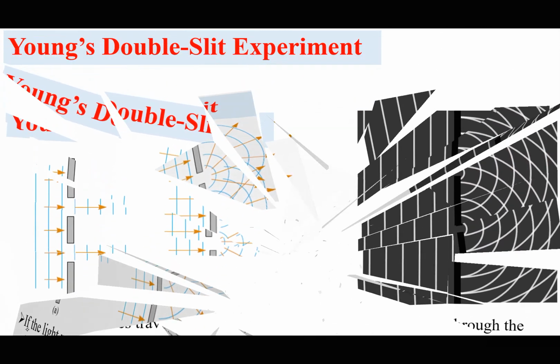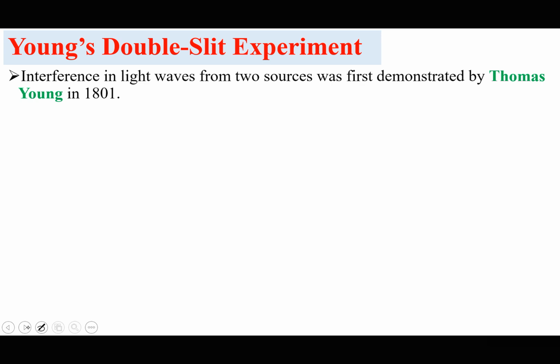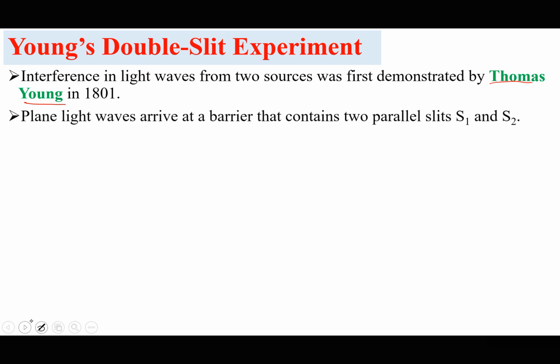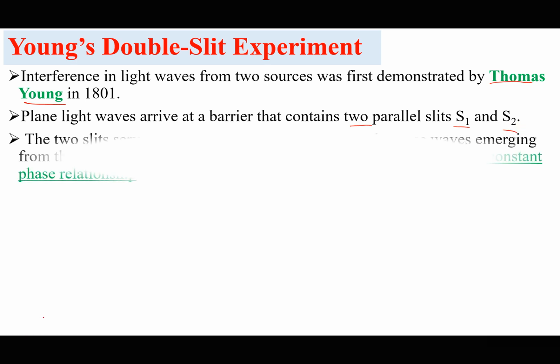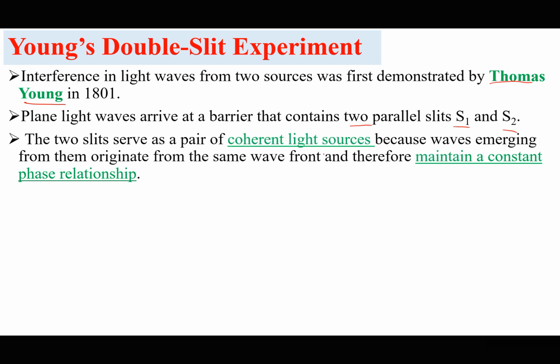So that is what we call the double slit. Interference in light waves from two sources was first demonstrated by a scientist called Thomas Young in 1801. And like we have seen, the plane light waves arrive at a barrier that contains two parallel slits, S1 and S2, as we have already seen in the animation. What happens is that the two slits serve as a pair of coherent light sources. So these will be secondary sources, not the primary one, because the primary is the bulb that we had initially.